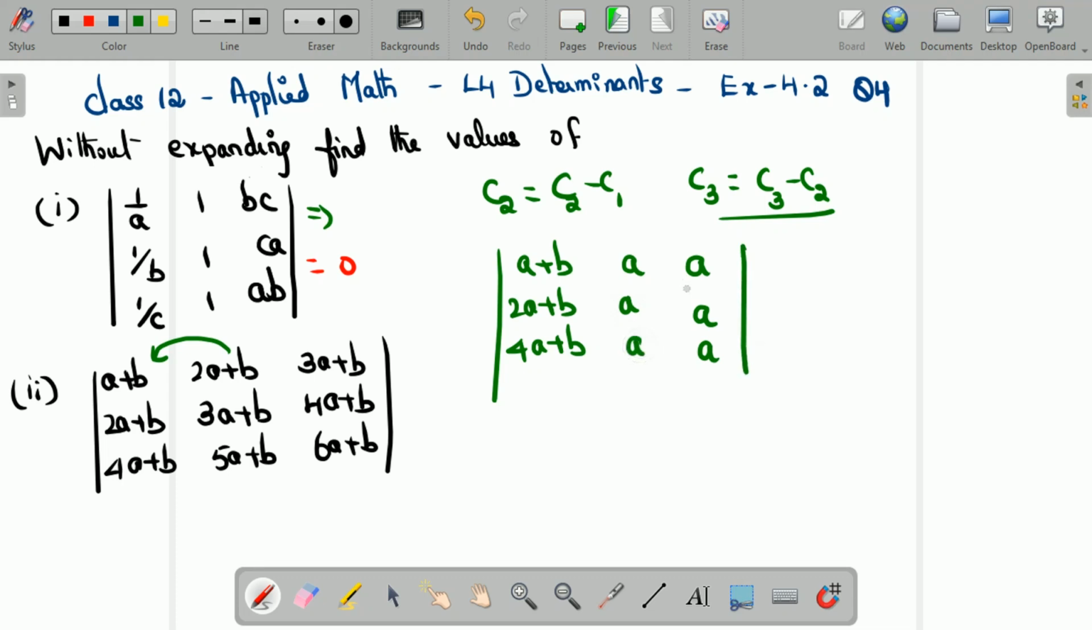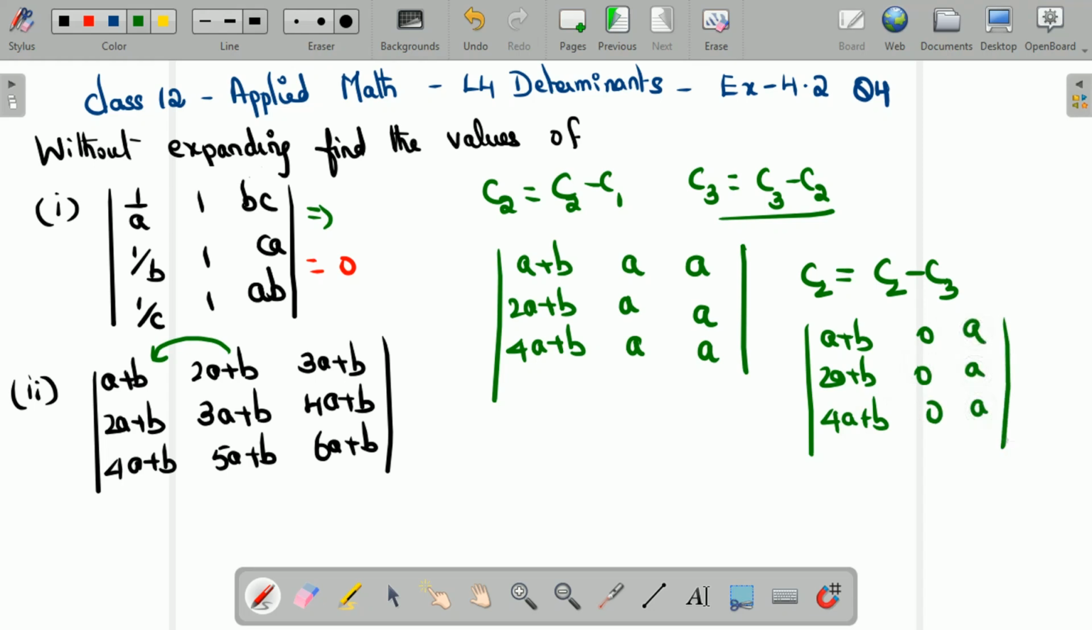So now there are two columns that are having the same value. So the next transformation will be C2 is equal to C2 minus C3. So this will become A plus B, 2A plus B, 4A plus B. The second column is reduced to 0. The last column remains A as such. So you see one column's value has completely become 0. So the value of this determinant is 0 too.